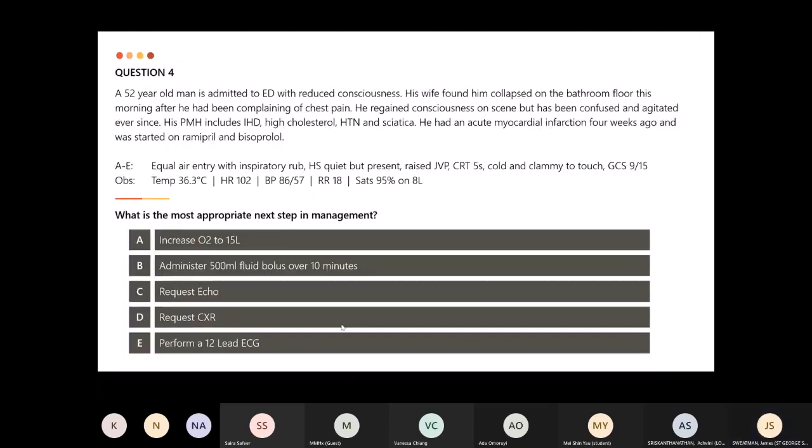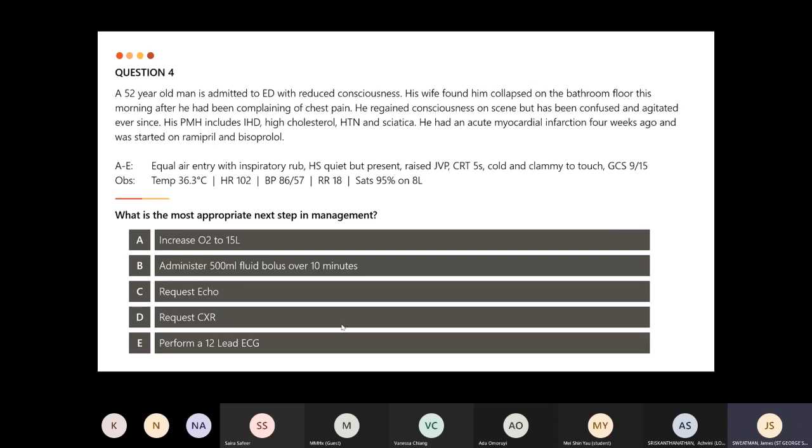Okay, question 4. 52-year-old man admitted to ED with reduced consciousness. His wife found him collapsed on the bathroom floor this morning after he had been complaining of chest pain. He regained consciousness on scene, but has been confused and agitated ever since. His past medical history includes ischemic heart disease, high cholesterol, hypertension, and sciatica. He had an acute myocardial infarction 4 weeks ago and was started on ramipril and bisoprolol.